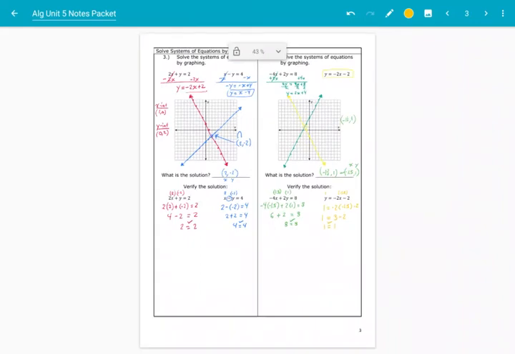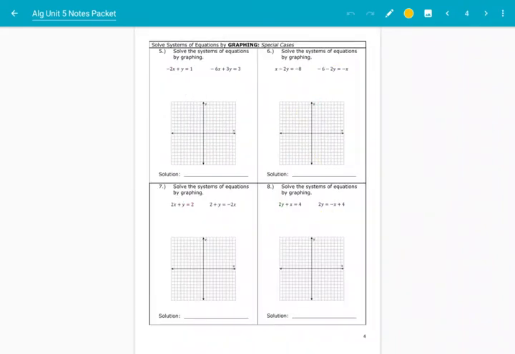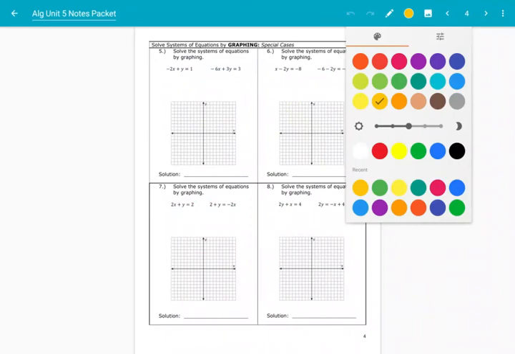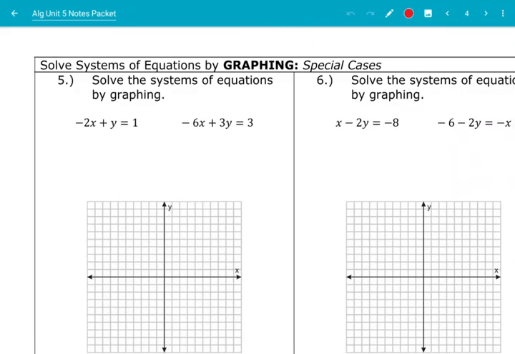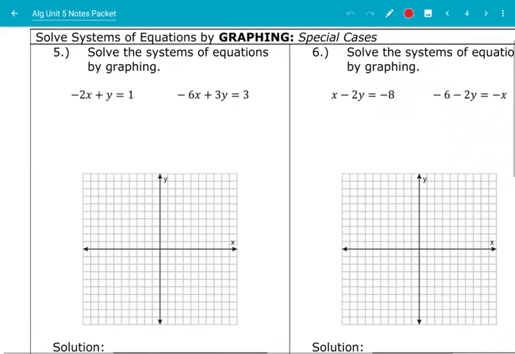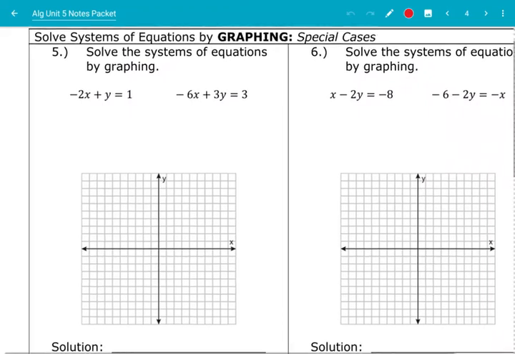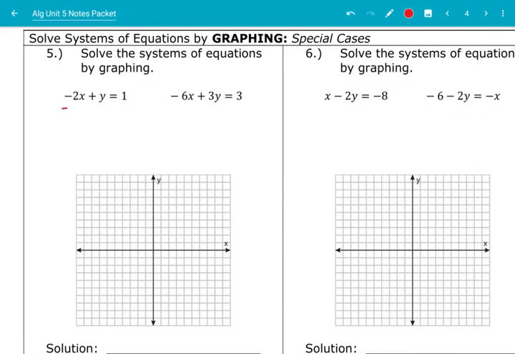Okay, let's see what the next page gives us. Oh, special cases. All right. Here's some special cases. Let's solve the system of equations by graphing. Alrighty, here are 2 equations. Let's see what we got going on here. Let's plot this one. Let's convert.